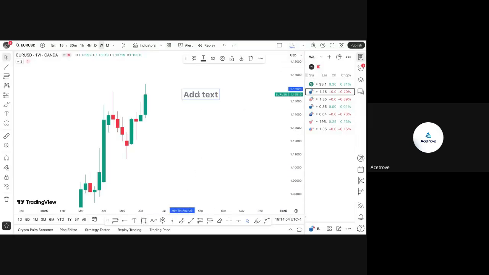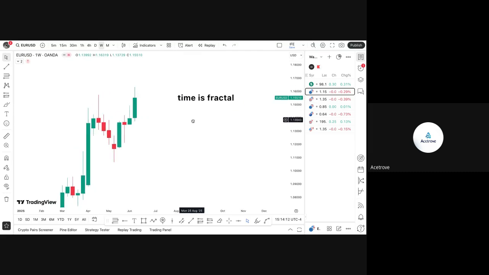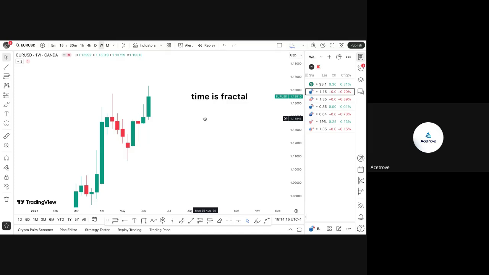What does that mean in the market, in trading, in forex, crypto, whatever assets you trade? What does time is fractal mean? Time is fractal simply means that smaller time frames make up the narrative of bigger time frames, right?